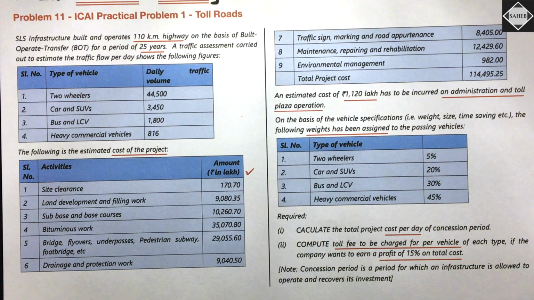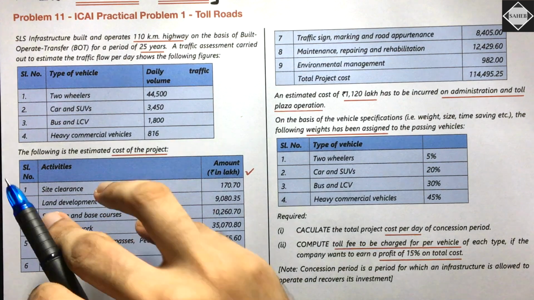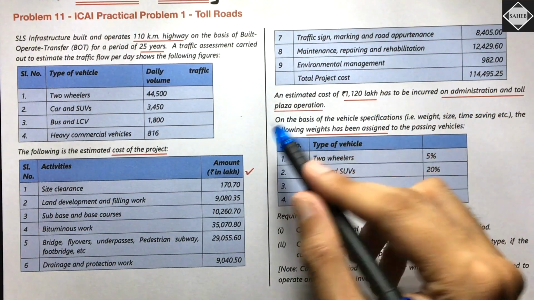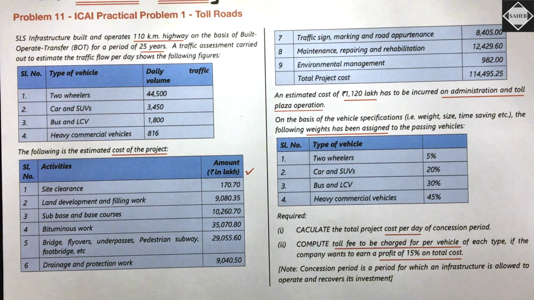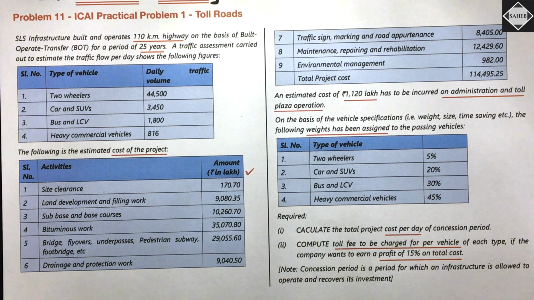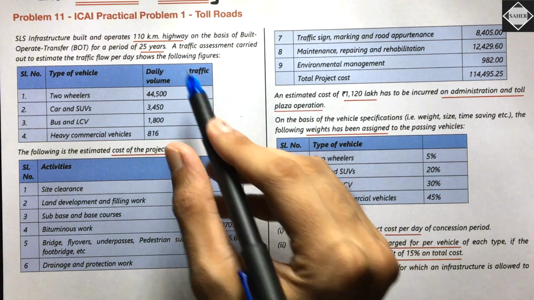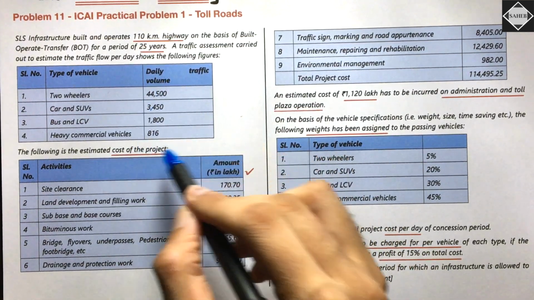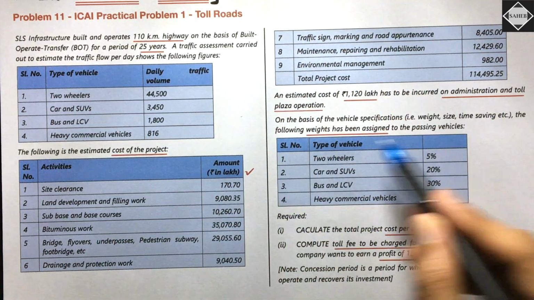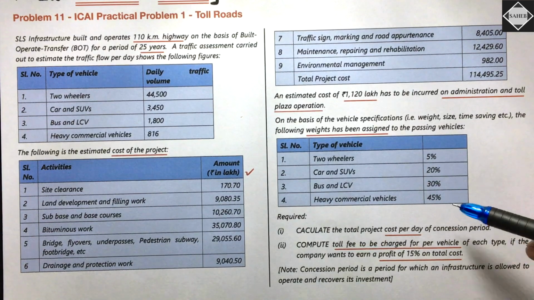See, understand, we have incurred lots of cost in building the roads, in maintaining the toll plaza and everything. Now we have to recover that money from the public. On the basis of vehicles we have to recover. So how are we going to recover? We know the daily volume of traffic. These are units, but what is the price? What is the toll fee? How are we going to recover? So that's what they are saying over here. This is the proportion in which you have to recover.